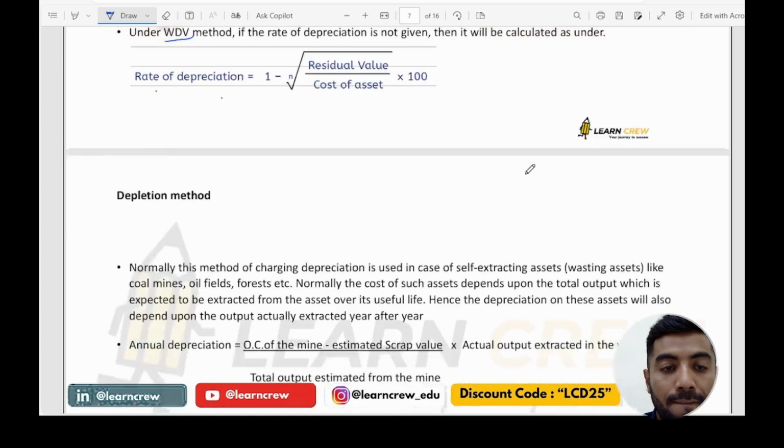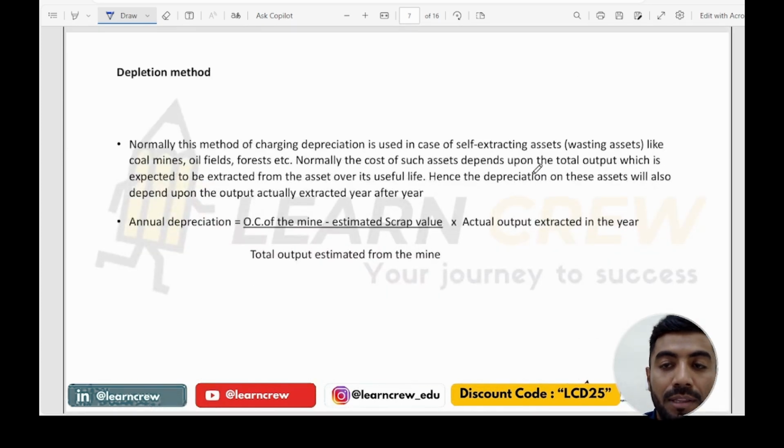Done. Then the depletion method. What is this depletion method? Normally, this method of charging depreciation is used in the case of self-extracting assets, like wasting assets. Basically, in the case of mines, coal mines, oil fields, all such places, they use the depletion method. What does depletion mean? Here, normally the cost of such an asset depends upon the total output which is expected to be extracted. Say, for example, you want to extract 100 tons. Based on how much you have been extracting, the depreciation is calculated.